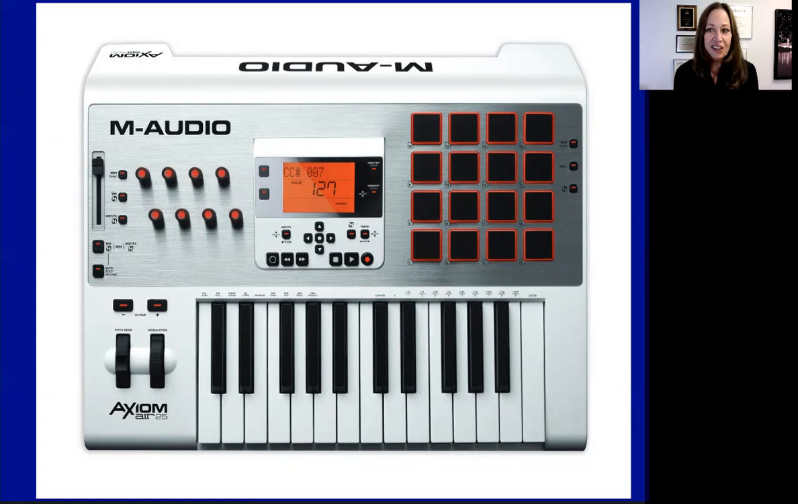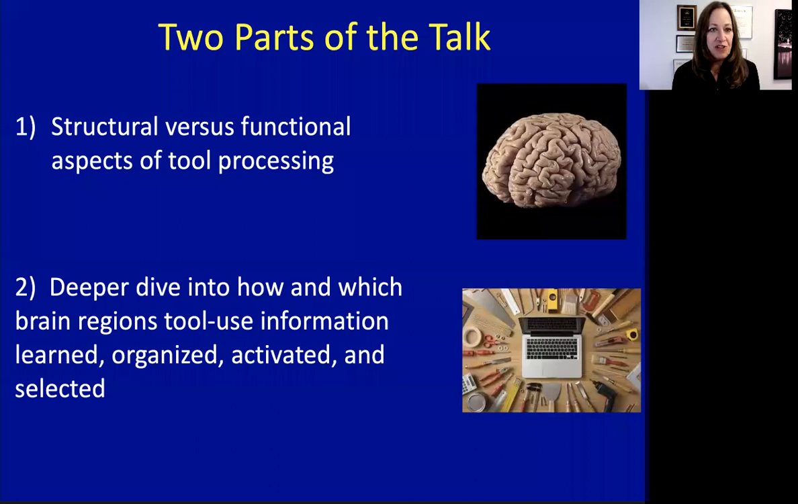So today I will tell you about two major things. In the first part of the talk, I'm going to focus on the distinction between structural versus functional aspects of tool processing. Structure is that sort of bottom-up information versus function, knowledge-driven information. And then in the second part, I'm going to dig a little deeper into how and in which brain regions tool use information is learned, organized, activated, and selected.